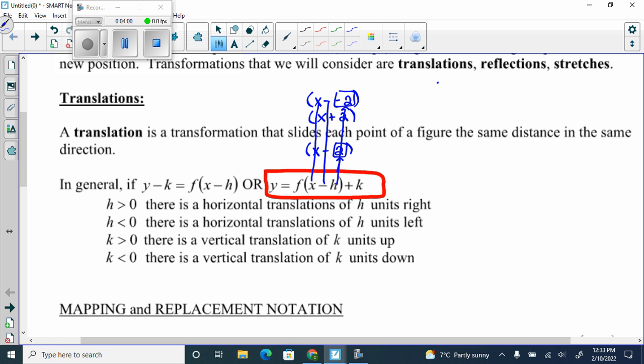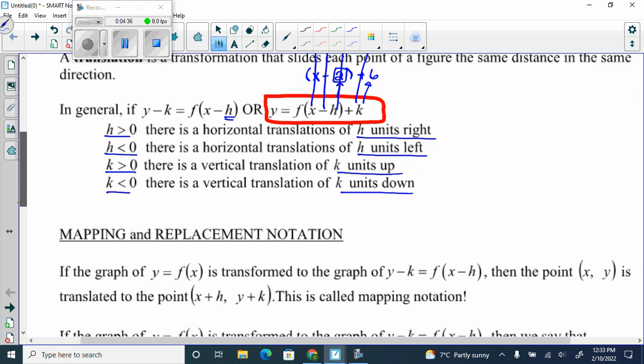Now your k's are always the same because it would be like plus 6, let's say. Well, it's plus 6, so I move 6 up. Or if it's minus 6, I have plus a minus 6, so I move 6 down. So the h's are always the opposite, right and left, and the k's are always the same, up or down. So that's why this one sounds weird. When h is greater than 0, you move to the right. When h is less than 0, you move to the left. When k is greater than 0, you move up. When k is less than 0, you move down. This is just like the general statement of it.